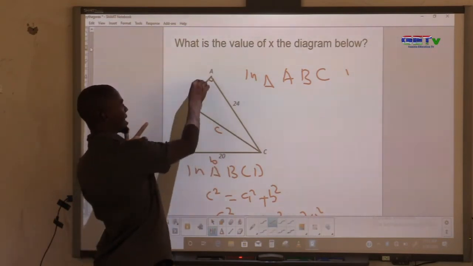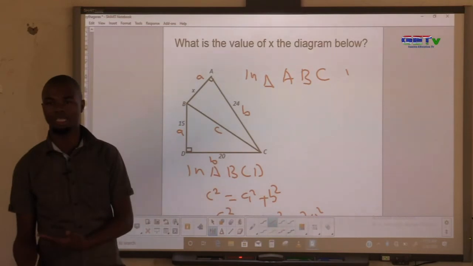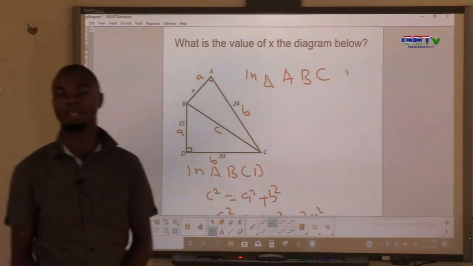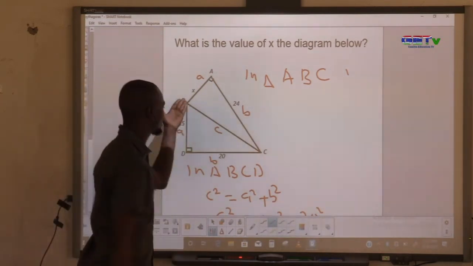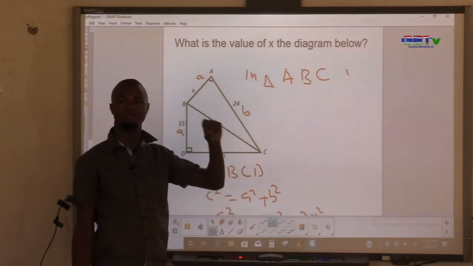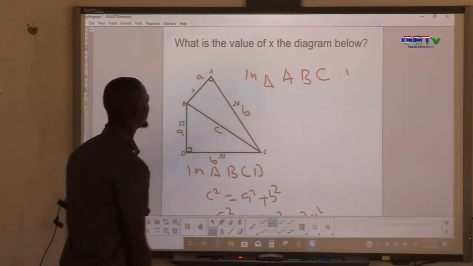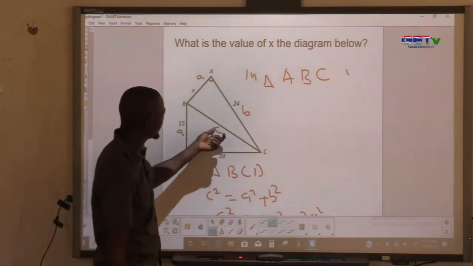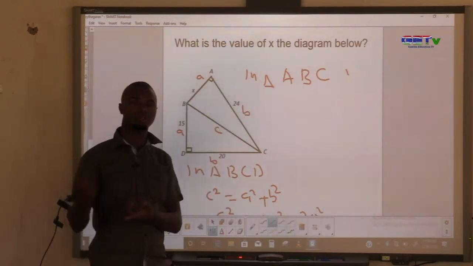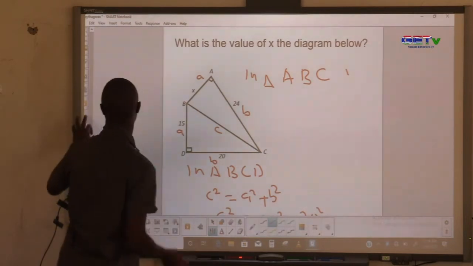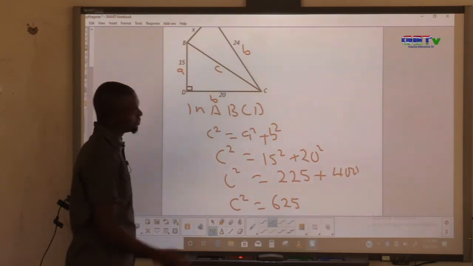But here you label here A, this is B. Always the longest side of the right angle triangle is the hypotenuse, and it is always opposite the 90 degrees. So C also here happens to be the hypotenuse of the triangle, and it is the side that is opposite the 90 degrees. So we use the formula to find it. We have C, we have B, now we look for A, which is equal to x in the other right angle triangle. So we do that.